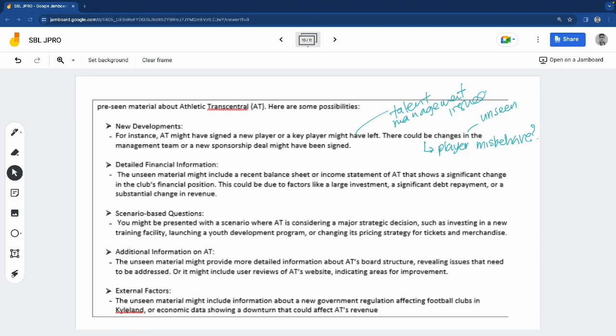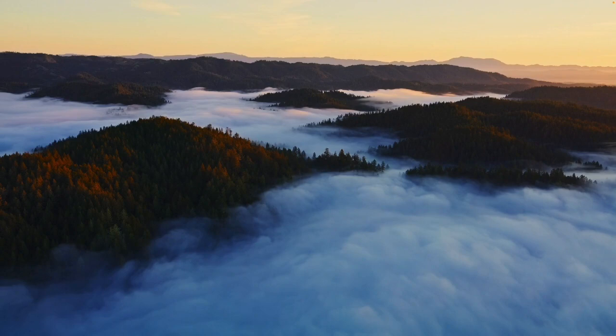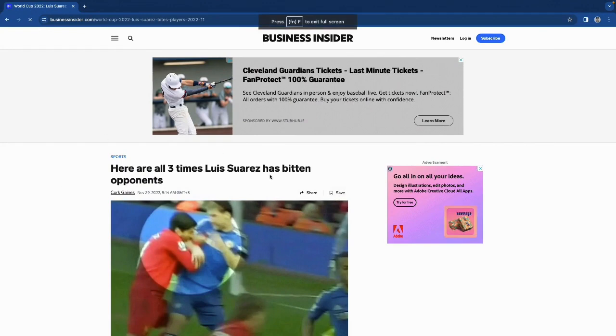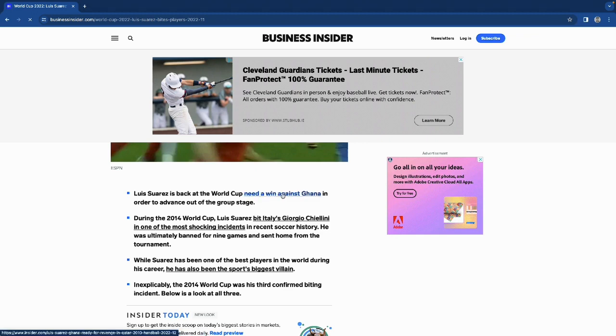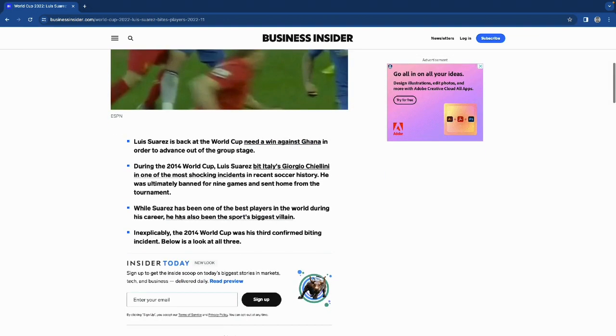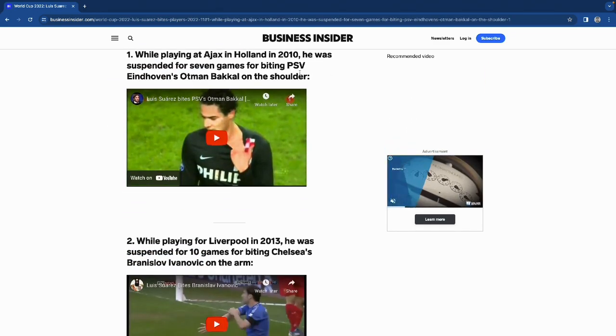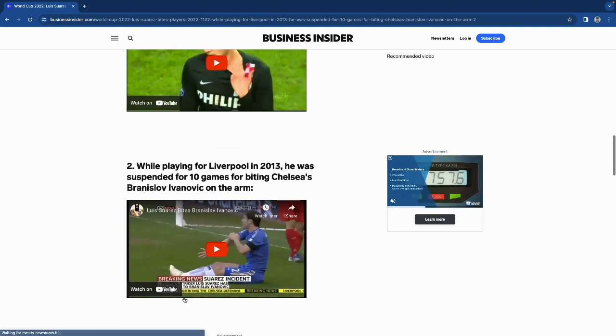This is the idea of, let's say, the players get probably thrown into an issue whereby they went and bit somebody, and they had some problems. Okay, a good example of this would be something like this case study here. Okay, so you might get a situation like this. Okay, Luis Suarez back in the World Cup needs to win against Ghana. Okay, during 2014, this is one of the things. But the idea here is for biting PSV. There was a ban for biting.